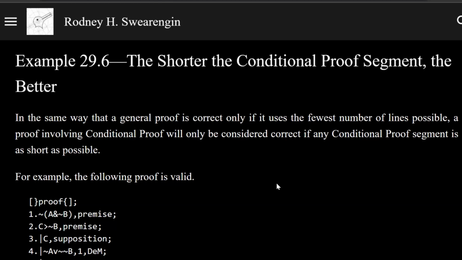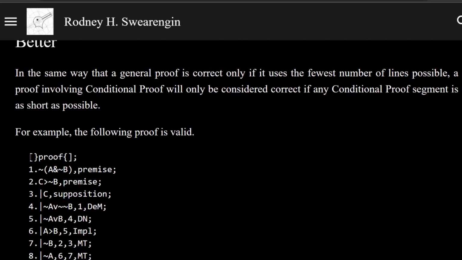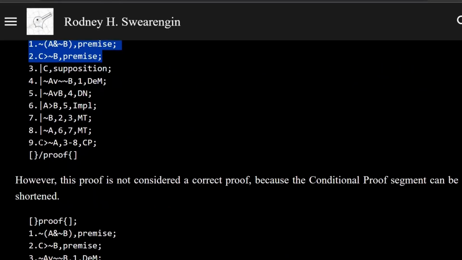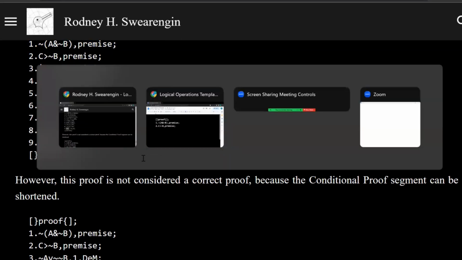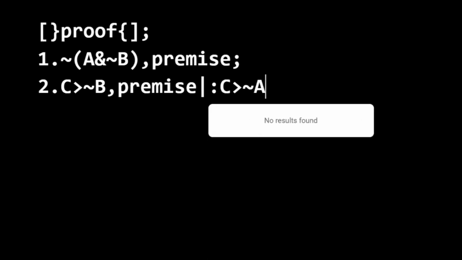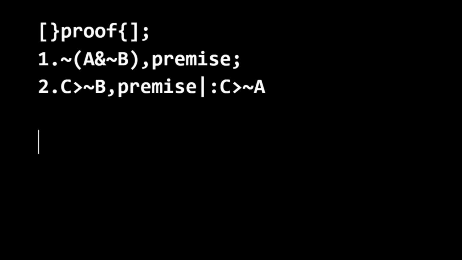Logic 0, example 29.6: the shorter the conditional proof segment, the better. So we're going to complete a proof that looks like this. A problem would look like this. We want to derive C only if not A.